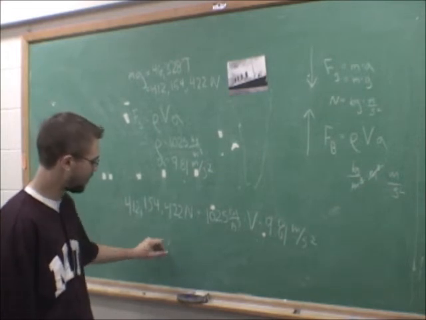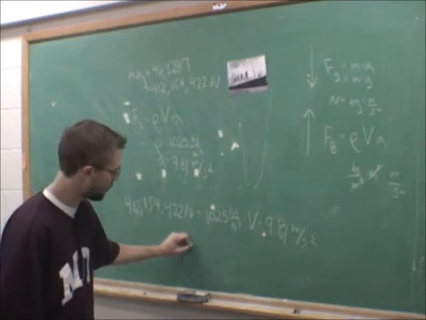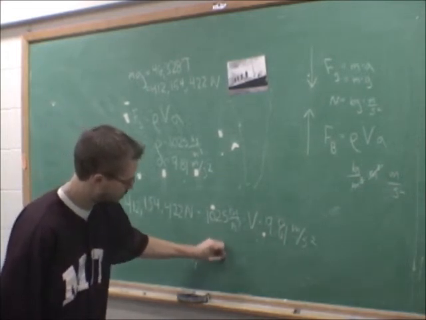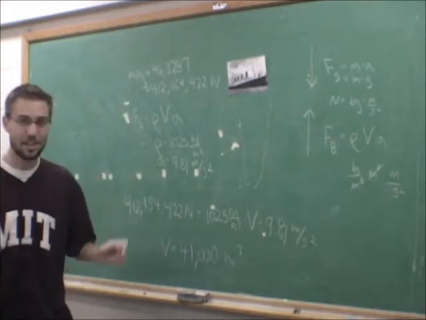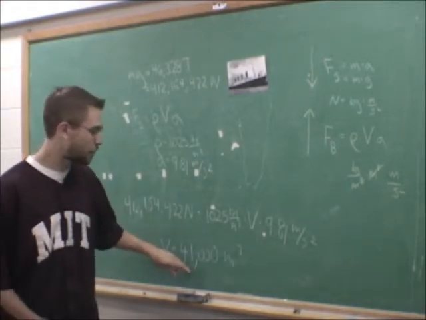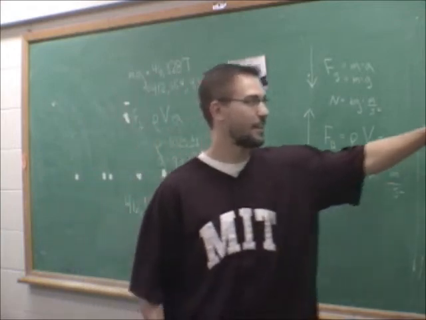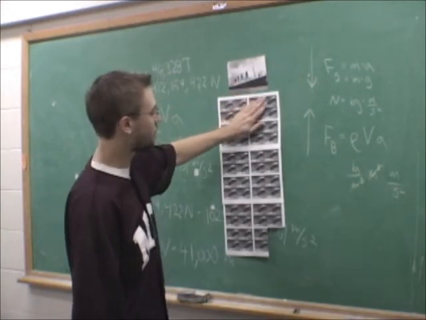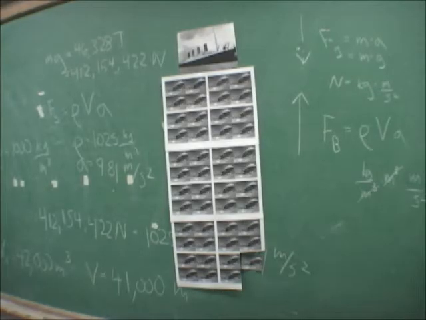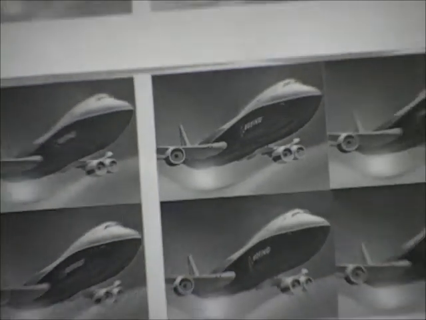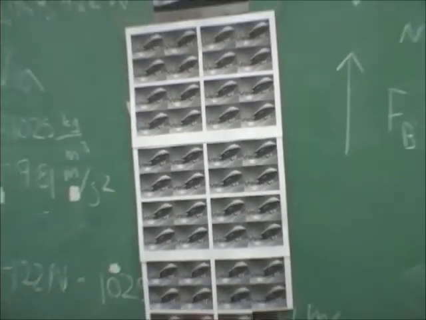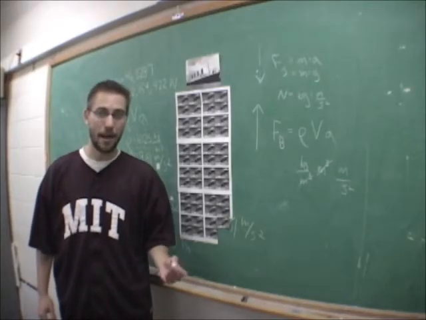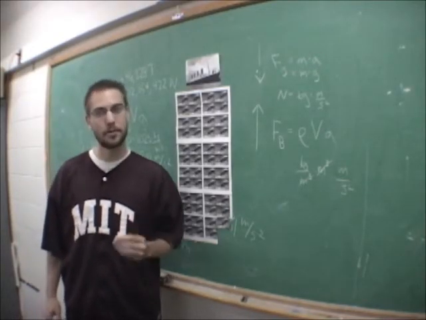So, if we run all the numbers, we get V is equal to 41,000 cubic meters. That's huge. Do you have any idea how big 41,000 cubic meters is? To give you an idea, that would be equal to 46 747s sitting underneath the surface of the water. So when the Titanic was sailing, there was 46 747s worth of volume underneath, keeping it afloat. That's huge.